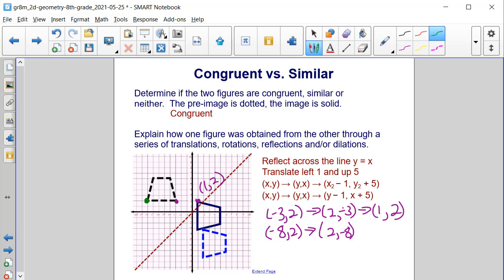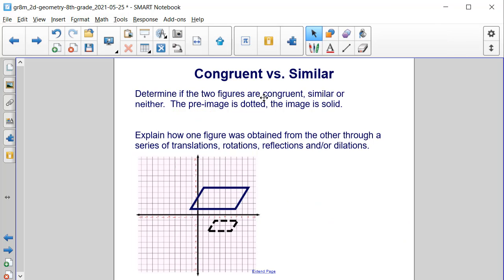And then this point here at (-8, 2) goes to (2, -8). And then if we subtract 1 from 2, we get 1. And if we add 5 to -8, we get -3. And that does correspond to this point here, (1, -3). So this is the third way that you could figure out the transformations that were used to get from the pre-image to the image.